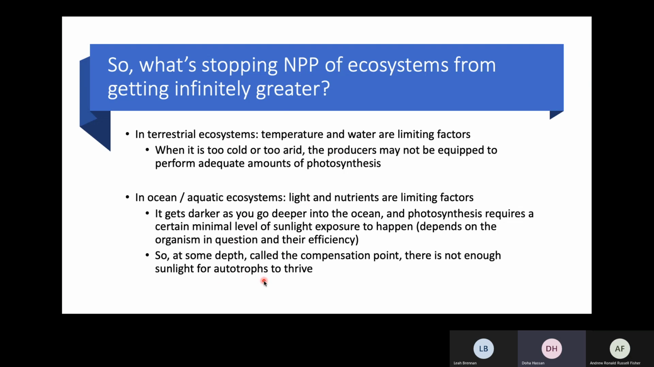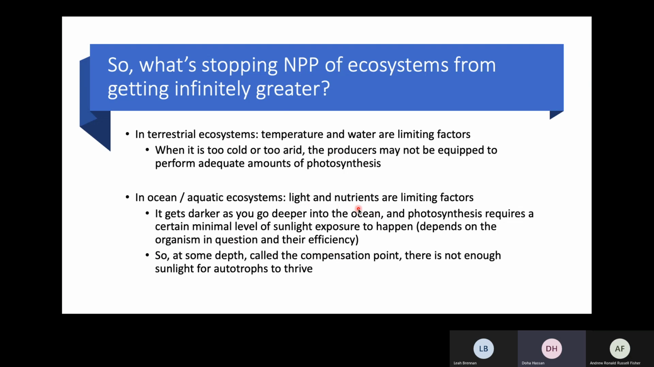But if they don't have a certain threshold amount of sunlight access because of how deep they live in that body of water, like in an ocean, then they're at the compensation point or maybe below the compensation point, and then they're not able to thrive in that environment, so they can't perform photosynthesis. So that is how that factor is limited.